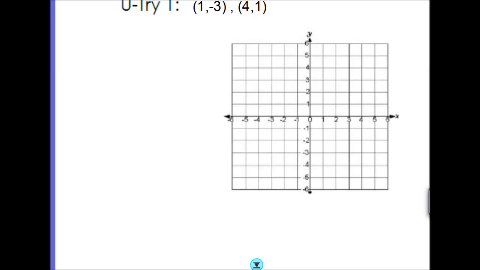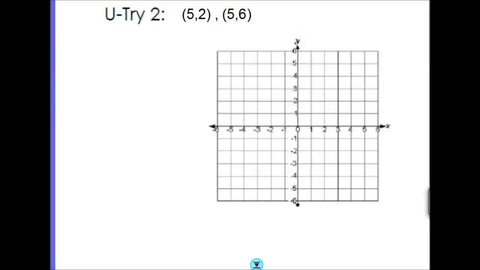Here's your first try. Try to find the slope with the slope formula first, and then graph your points on the coordinate plane to compare your results. Here's your second try. Try to find your slope with the slope formula first, then compare your results by graphing them. Pay attention, it may turn into a HOY case or a VUX case.